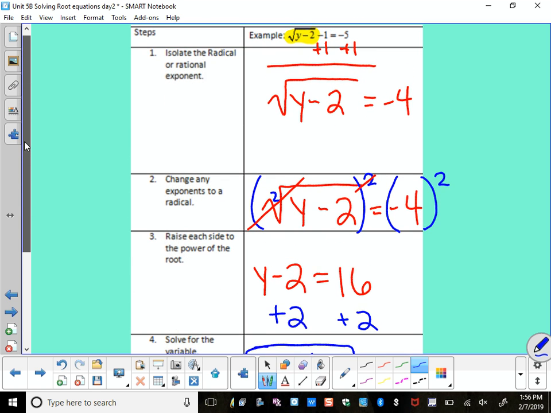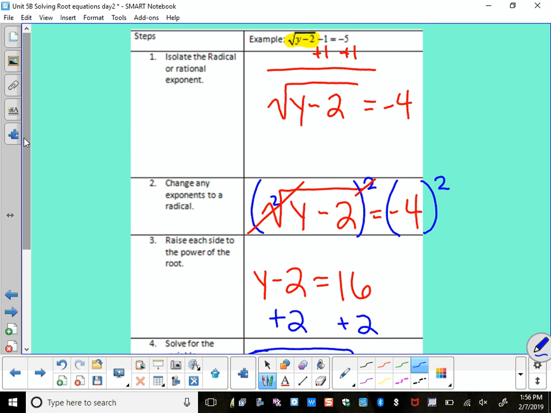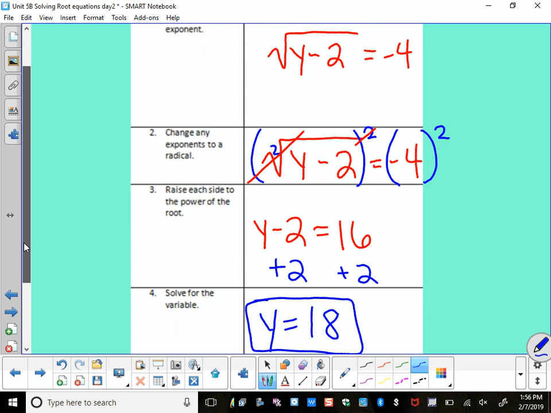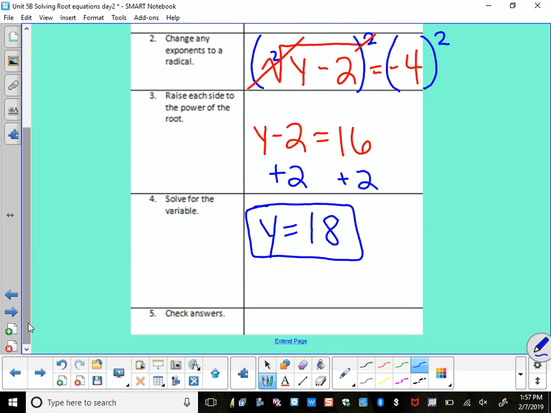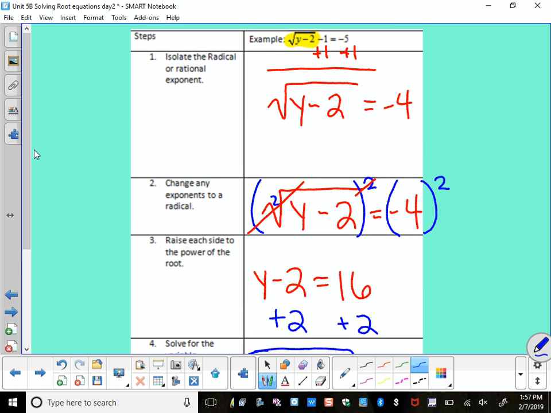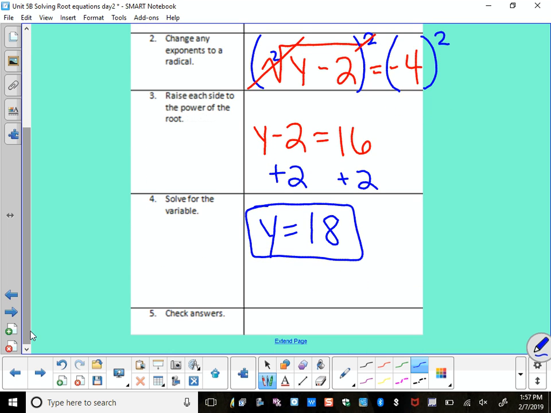Plug this back into your calculator, but instead of y, put in 18. So type in the square root of 18 minus 2. Scroll over and then do minus 1 and see if you get negative 5. Square root. Yep. Minus 2. No, it's 3. It's 3, so we did not get the right answer because they said it was negative 5. So even though we did all our work right, we can write no solution.